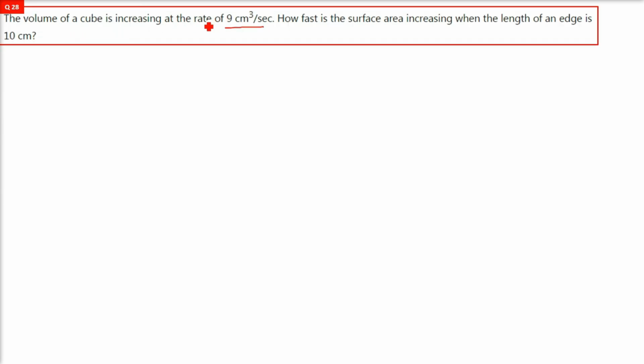The volume of a cube is increasing at the rate of 9 cm cube per second. dv by dt is given as 9 cm cube per second. How fast is the surface area increasing when the length of an edge is 10 cm? So surface area is ds by dt, increasing when the length of an edge is 10 cm. So x is equal to 10 cm.